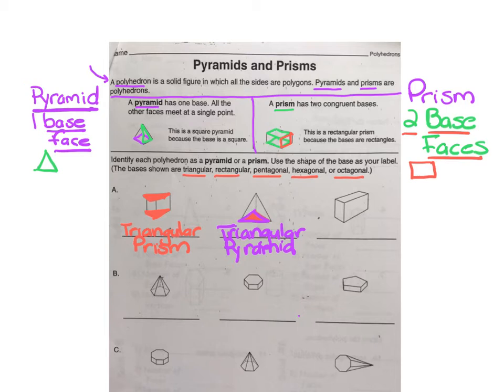Let's move down to row B. Take a look at what we've been given right here. Take a look at the first polyhedron we've been given. We see that there is one base face on the bottom. Clearly, it's a pyramid. If you look at that base face, we see there are 5 sides, and it's a pentagon. So we would name this particular solid a pentagonal pyramid.